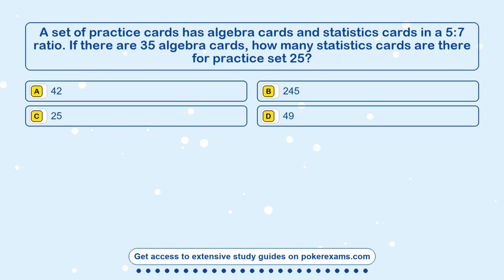Question 4. A set of practice cards has algebra cards and statistics cards in a 5:7 ratio. If there are 35 algebra cards, how many statistics cards are there for practice set 25? Option A 42. Option B 245. Option C 25. Option D 49.